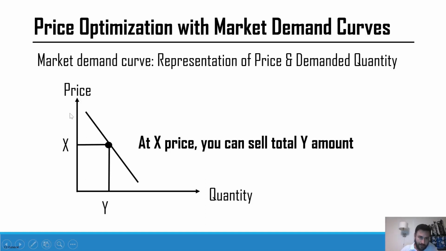If you drop your price from here to this X point, your demand will increase from this to Y point. And even if you further drop your price from X to this point, your demand quantity will increase from Y to this point. So mostly if you drop your price, the demand for your product will increase. And this is a representation of the relationship between price and demand. Basically, at a price of X, you can sell a total amount of Y of your products.